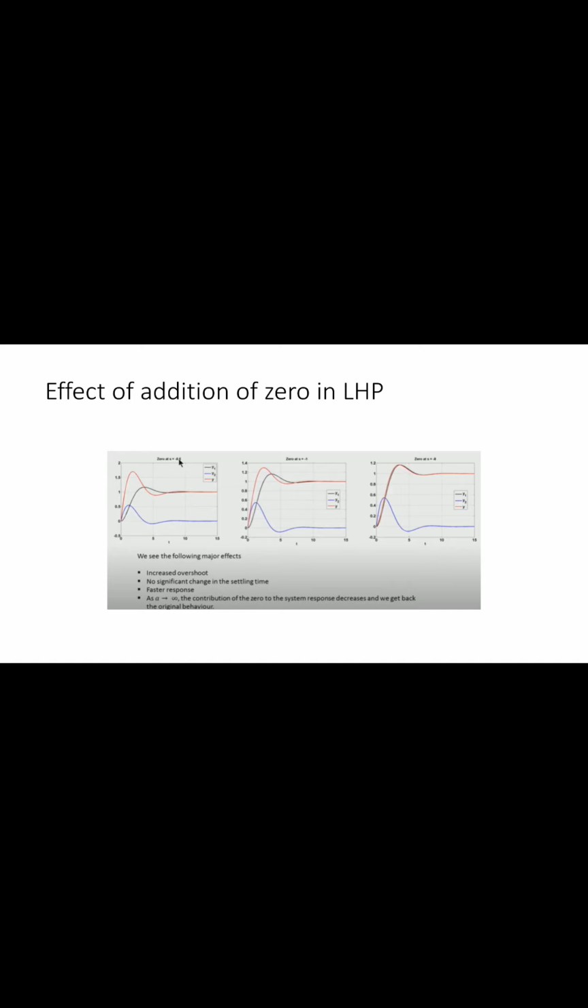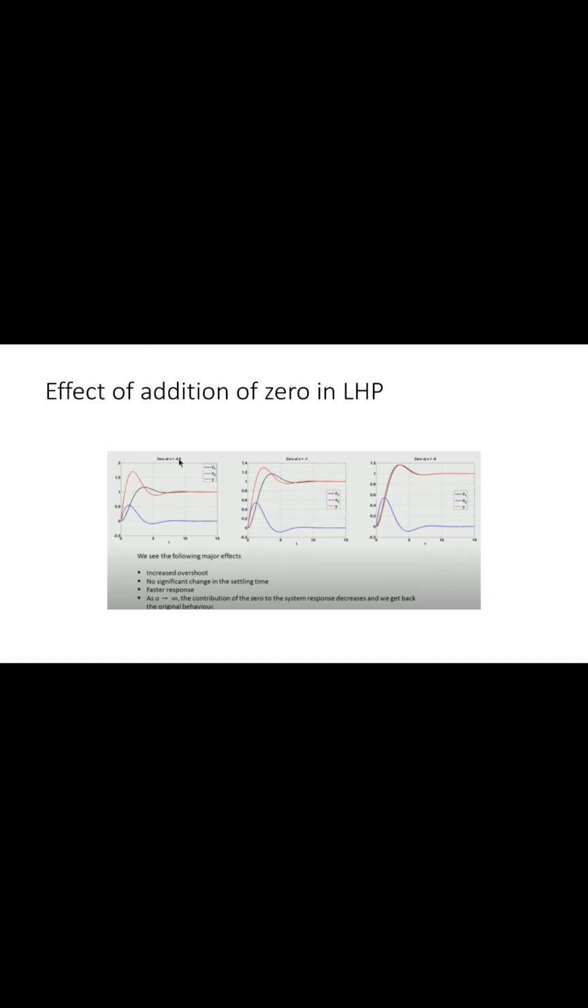Now see the second graph. In the second one also we notice that there is an increased overshoot, the response is faster, and there is no change in the settling time. But in the third case, you will notice there is hardly any difference in the two graphs, the red one and the black one. So what is making the difference? The first graph is having a 0 at s is equal to minus 0.5. The next is having a 0 at s is equal to minus 1. And the last one is having a 0 at s is equal to minus 2.